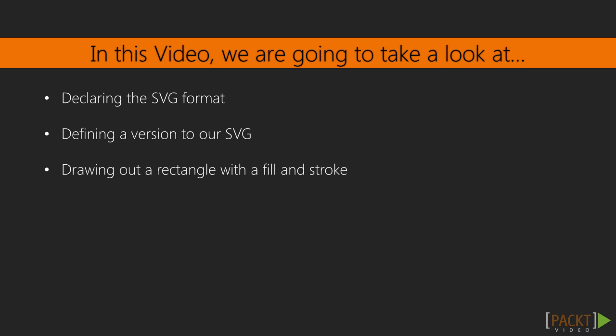In this lecture, we're going to actually declare the SVG format and get introduced to the basics of how it works. We're going to also declare and define the version of our SVG and understand why that's important. Last but not least, we're going to draw out a shape. We're going to draw out a rectangle. And as we do that, we'll be introduced to the fill and stroke, which are the two main methods that enable us to fill out content and outline that we define. So let's jump right into it and let's start creating our first SVG image.